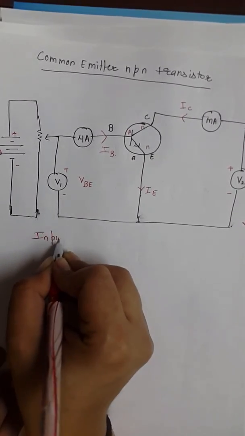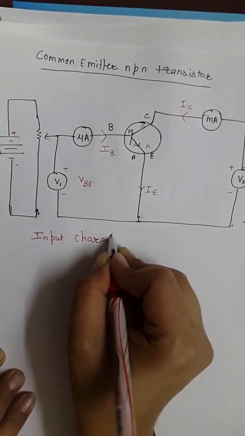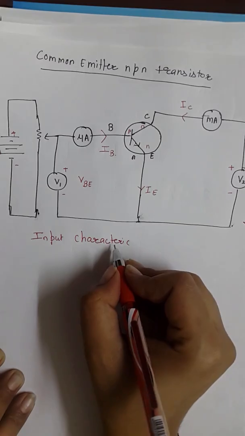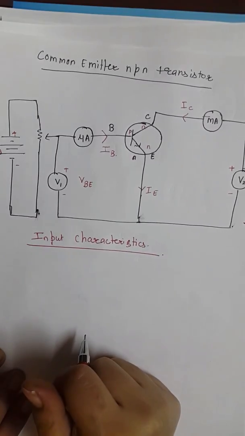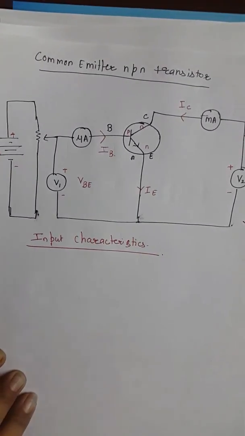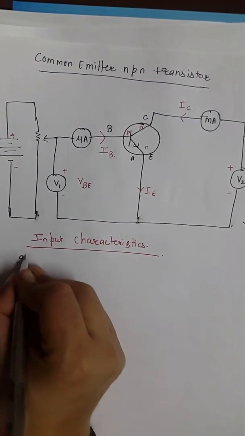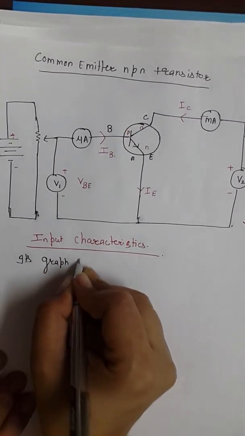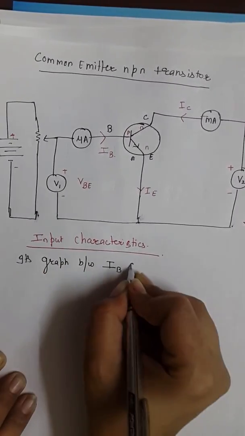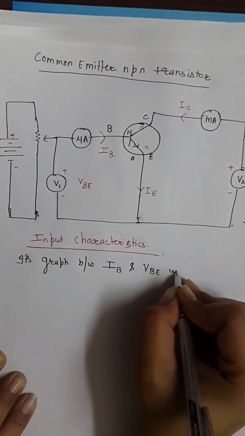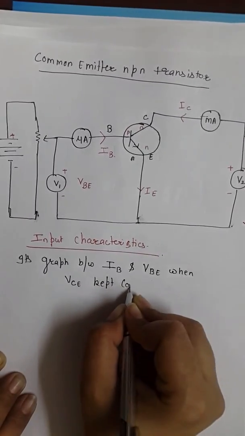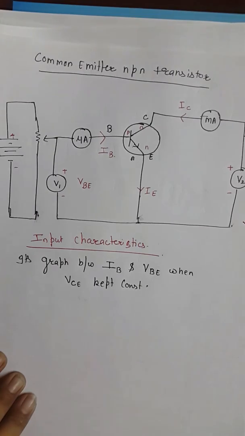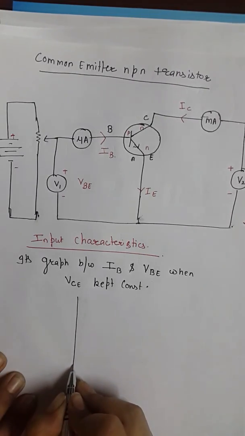Right. Let's now talk about the characteristics. Input characteristics. As I talk about input characteristics, we'll talk about the input terms. What are my input terms? That is my IB and VBE. So the input characteristic is a graph between IB and VBE when VCE is kept constant.